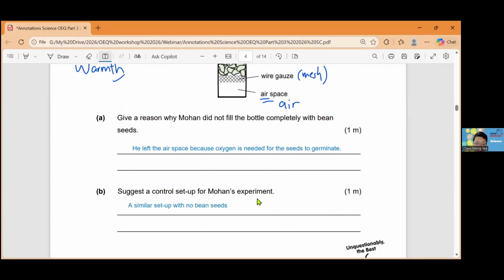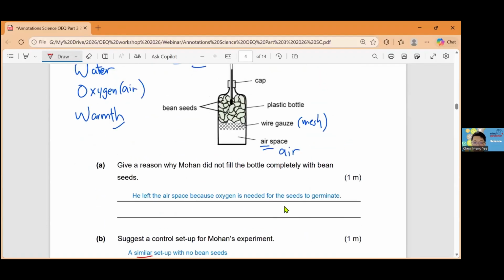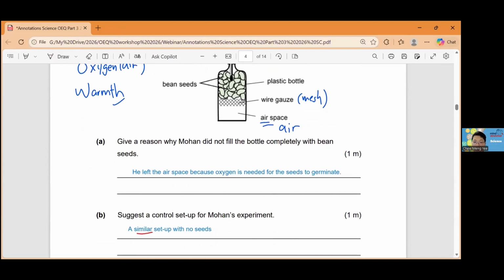A similar setup. Say a similar setup instead of just saying a setup. A setup can be any setup with no bean seeds or just seeds. Maybe you don't need the word bean. It's okay. A similar setup with no seeds. This is one of the possible answers. Another possible answer, you could put it like this.